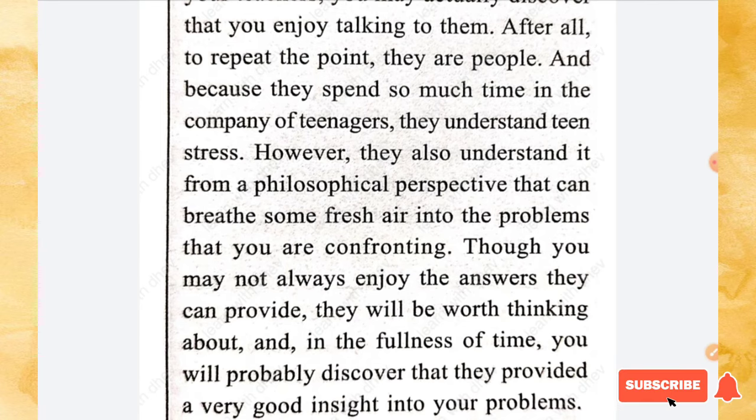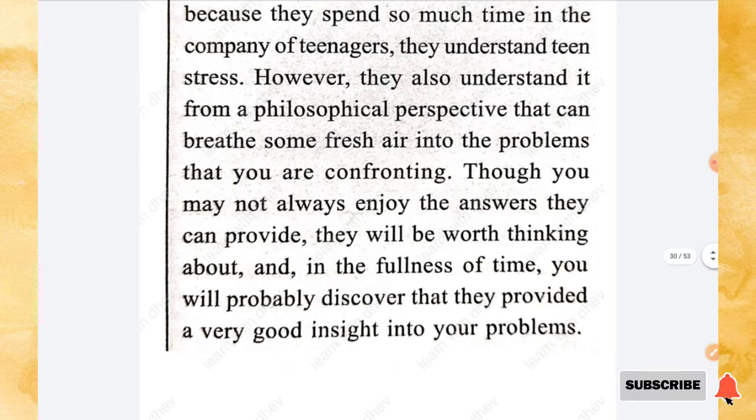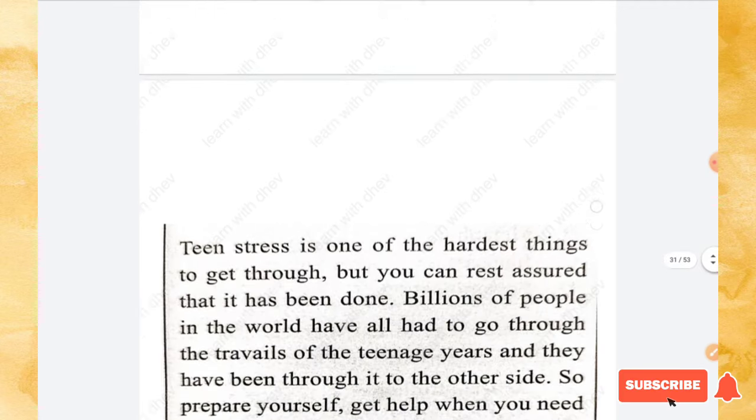they understand teen stress. However, they also understand it from a philosophical perspective that can breathe some fresh air into the problems that you are confronting. Though you may not always enjoy the answers they can provide, they will be worth thinking about, and in the fullness of time, you will probably discover that they provided a very good insight into your problems.